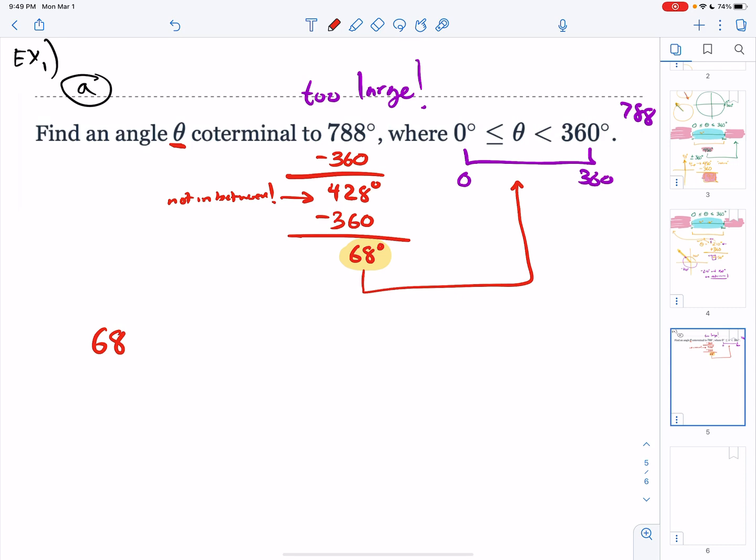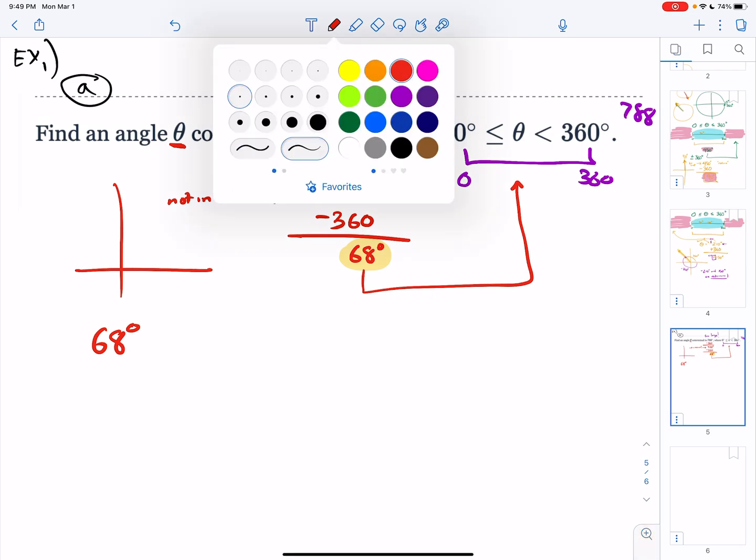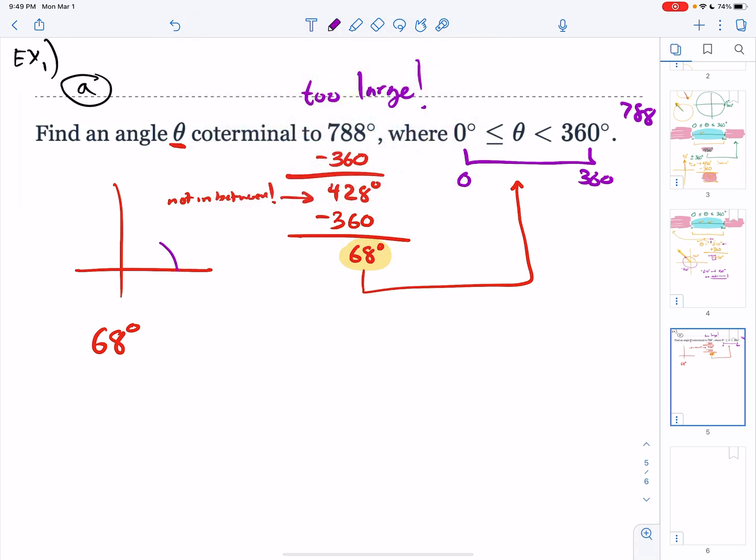But I want you guys to understand, 68 degrees, if I were to graph it, is somewhere in quadrant 1, because you're going counterclockwise 68 degrees. You stop somewhere here, because I know that this is 90, so you're not going to go all the way over there. Somewhere in between 0 and 90.